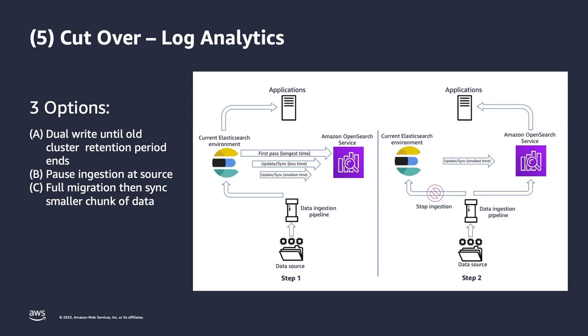The second option, if you have a window for pausing ingestion at the source, is one of the simple ways to do cutover, because you can pause ingestion, perform a snapshot and restore to the new Amazon OpenSearch Service cluster, and then continue ingestion on the new one. The third option is a hybrid between the two, where you have a full migration and then you sync the smaller chunk of data after the point-in-time snapshot restore. The diagram shown here shows you the two steps in making that cutover.